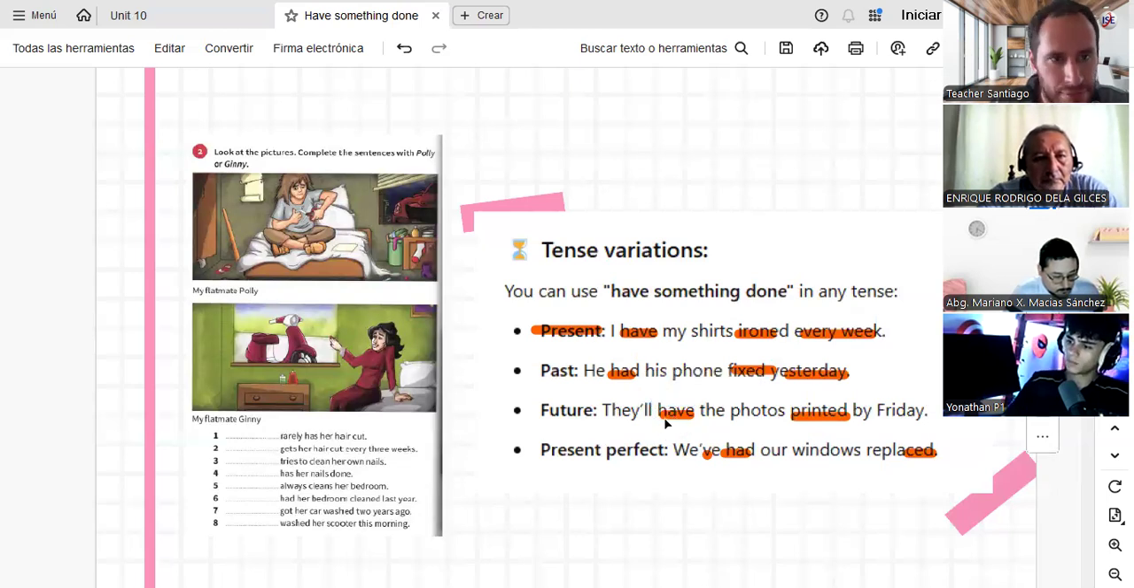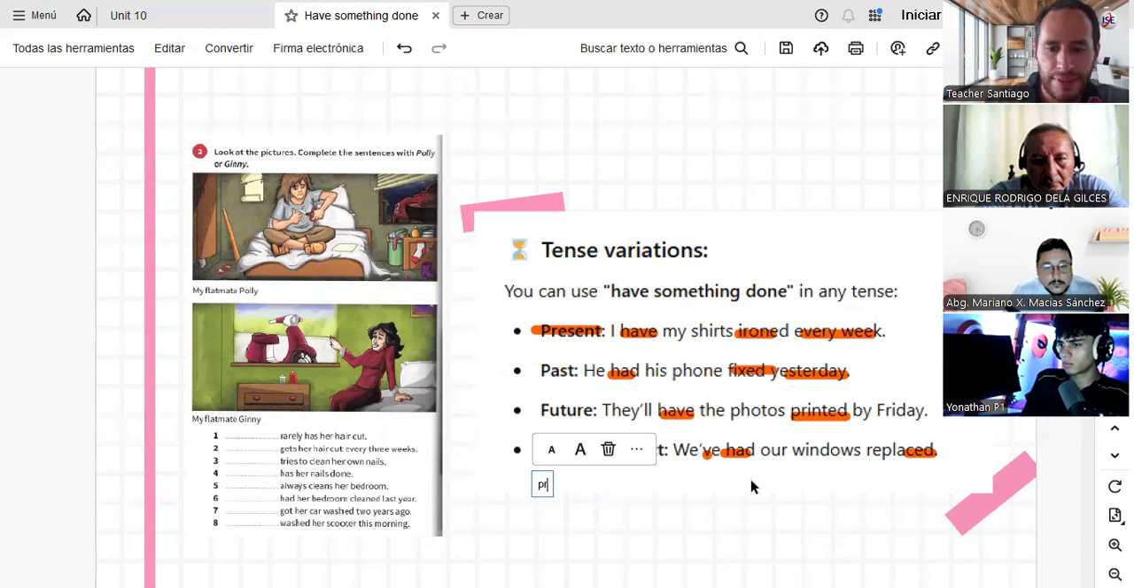Plus have, the auxiliary have, plus the verb in past participle. They'll have the floor printed by Friday. And finally, present perfect. We have had our windows replaced. So notice the verb goes in past participle. And notice here we use have and had, both, right? And what about, do you remember present progressive?